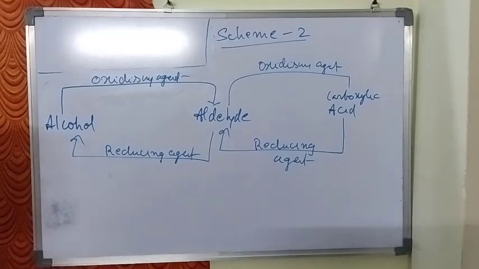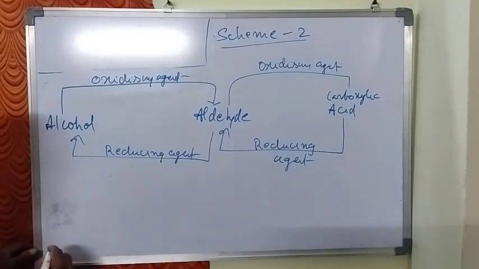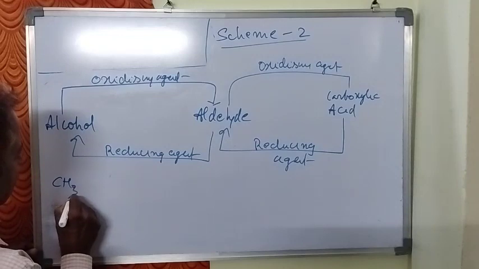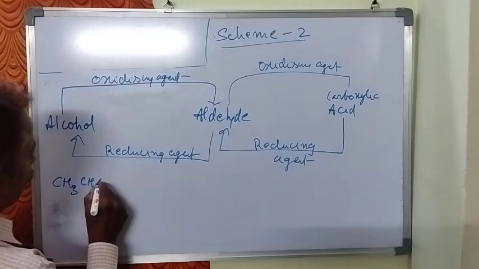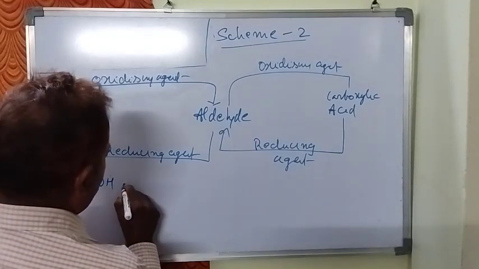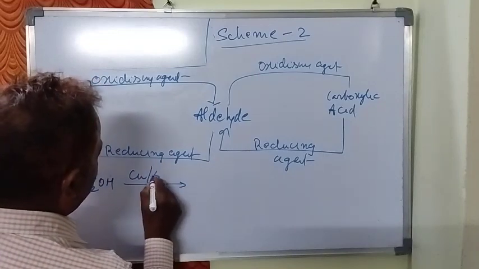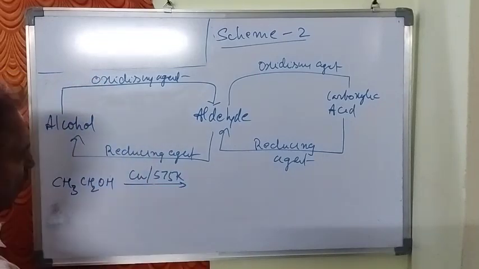Now let us see different conversions here. CH3CH2OH in the presence of copper and 575 K. So what do we get here?